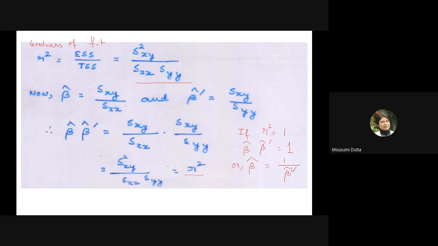Now, if in a question there is "if and only if", that means you have to prove the necessary as well as the sufficient conditions. "If" is the sufficient condition, "only if" is the necessary condition. So what we need to show is that if the two regression lines merge with each other, then r square is equal to 1, and then that if r square is equal to 1, the lines will merge with each other. So both the sufficient as well as the necessary conditions we need to check.